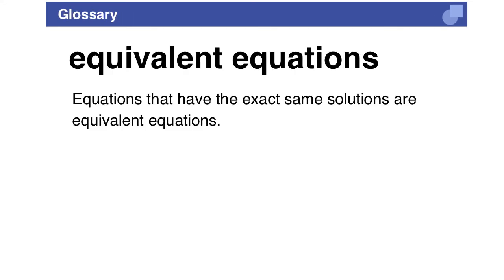Here's a definition to add to your book at the end of the lesson. Equivalent equations are equations that have the exact same solutions. They might not look the same because you did something to both sides of the equation, but they have the exact same solutions.